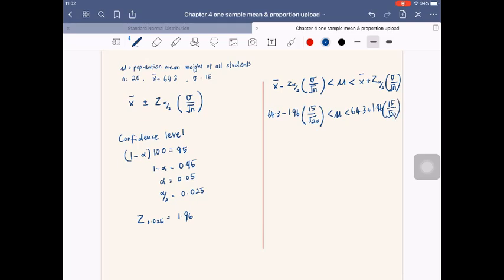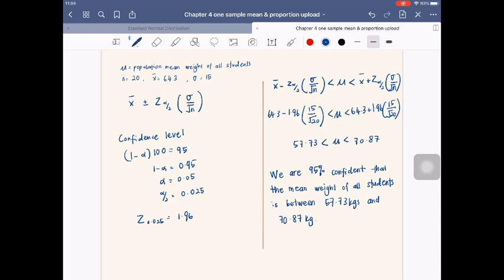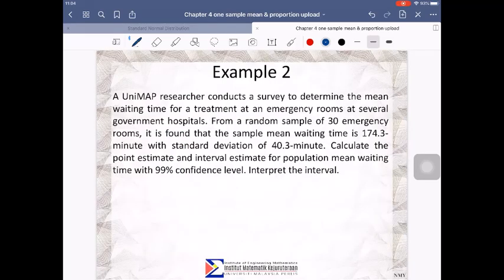So our lower limit will be 57.73, and our upper limit will be 70.87. After we have found our confidence interval, we need to write down the conclusion. What can we conclude? So for our conclusion, we are 95% confident that the mean weight of all students is between 57.73 kilograms and 70.87 kilograms. Don't forget your unit.